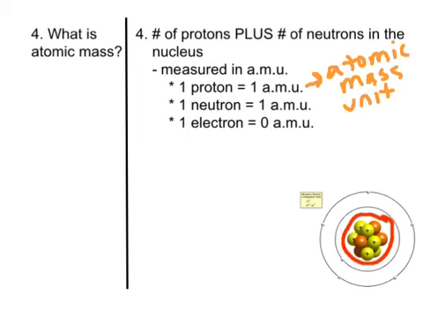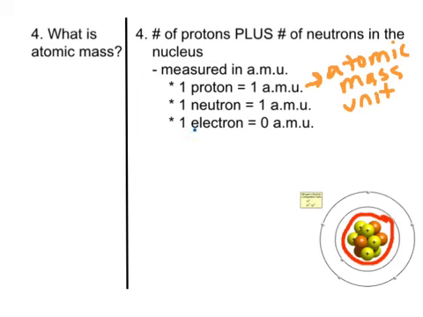Now, the three different parts of the atom have their own AMUs. One proton equals one AMU. One neutron is also equal to one AMU. Okay, so mass-wise, they account for equal proportions of the mass of an atom.